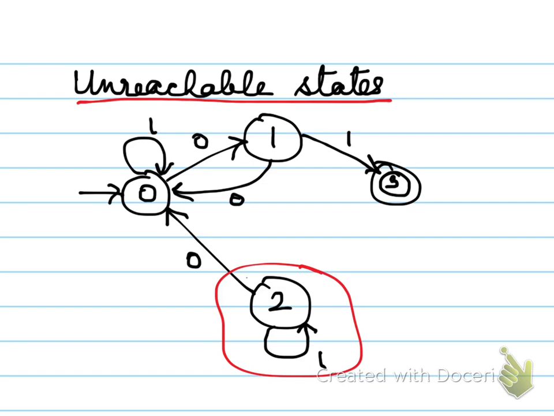If you have a state, let's say state Q, and it is unreachable, you will only find arrows which move out of this state. You will not have any arrow which enters into this state, which transitions from some other state to this state. So these are unreachable states, and we are going to eliminate these.